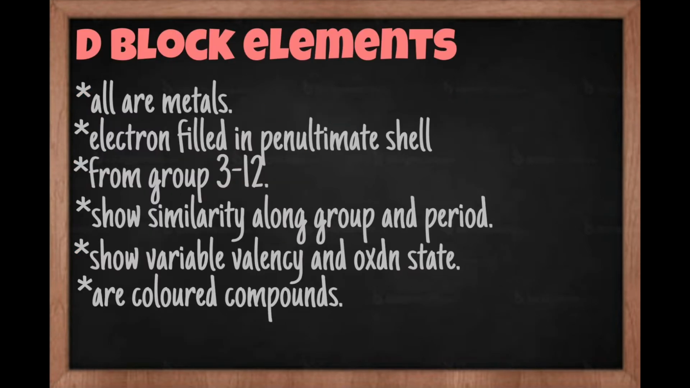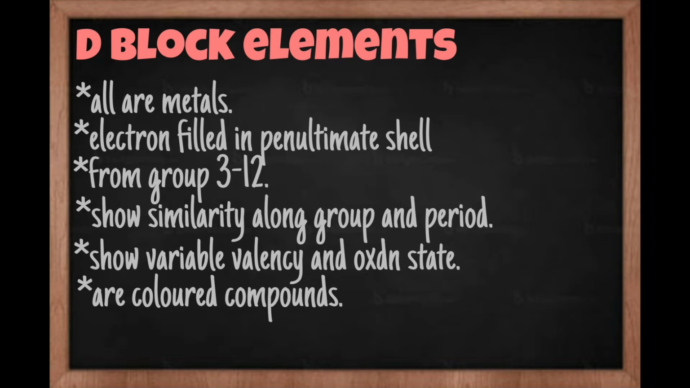Now we have to learn D block elements. Last class we learned that D block elements have varied oxidation states, and I taught you how to find the oxidation state of D block elements. D block elements are all metals. In the D block, all the elements will be metals. And the electron is filled in the penultimate shell. Note here: in D block elements it is the penultimate shell, and in F block elements it is filled in the antepenultimate shell. We can learn that. D block elements are found in groups 3 to 12, which we learned in the last class.